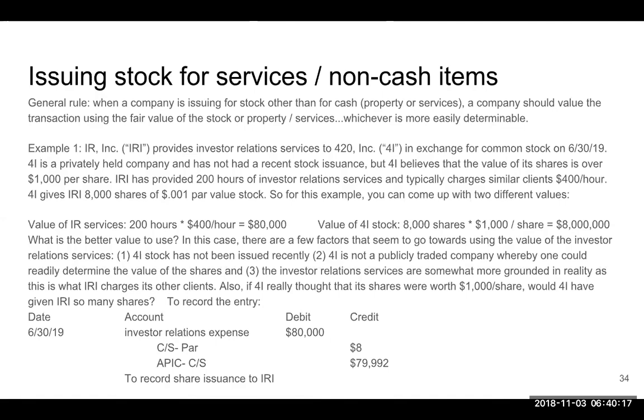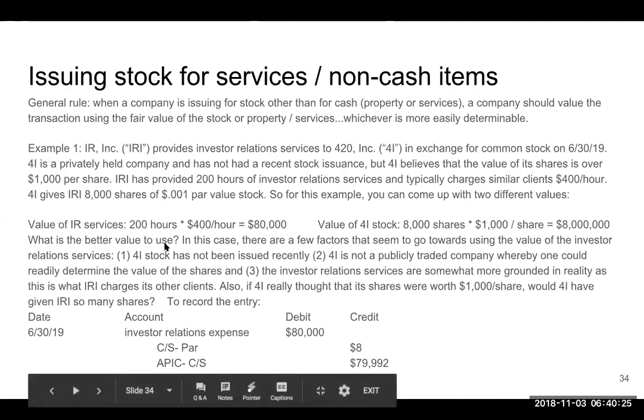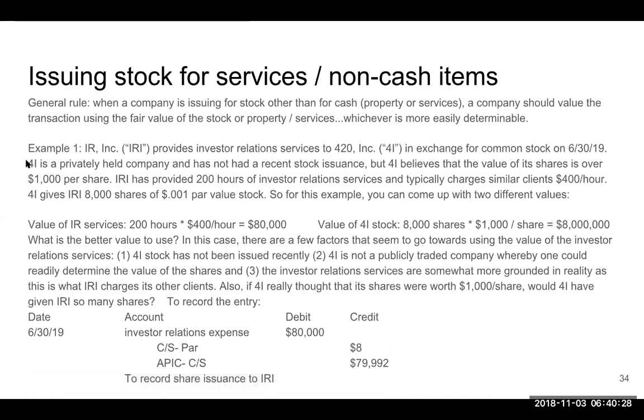What is the better value to use? Here, there are a couple of different factors. One, the stock of 4i has not been issued recently. So this $1,000 per share is the amount 4i believes it's worth, but they haven't had a recent stock issuance. Two, 4i is a privately held company. Remember, if a company is publicly traded, that makes a lot more sense, because we can easily determine the value of the shares. But it's private, so that's not going to happen.